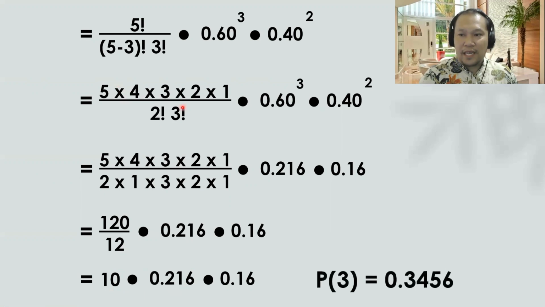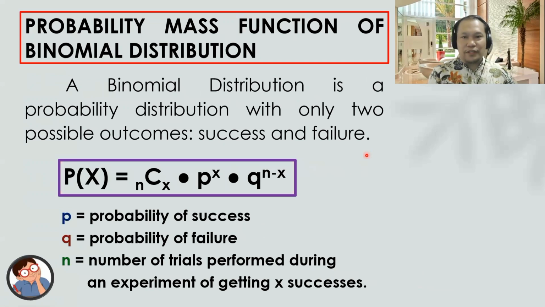Therefore, the probability that 3 will be successfully selected out of 5 friends will be 0.3456. Okay? The probability that 3 will be selected out of 5 where the success is 60% and the failure is 40% will be 0.3456.